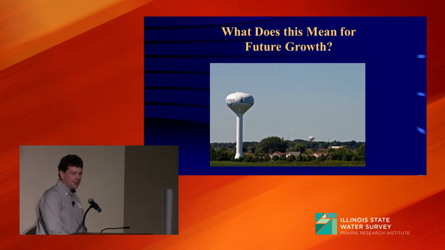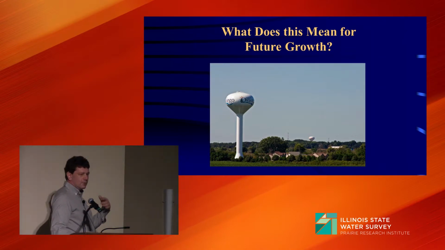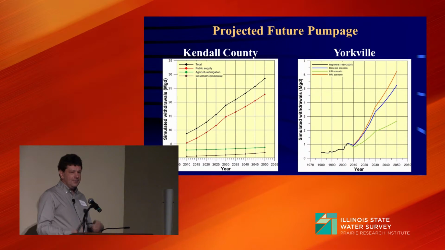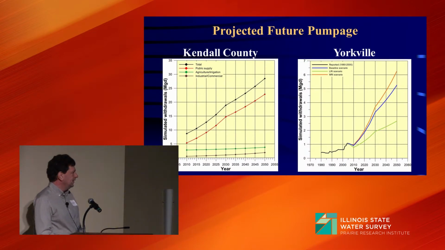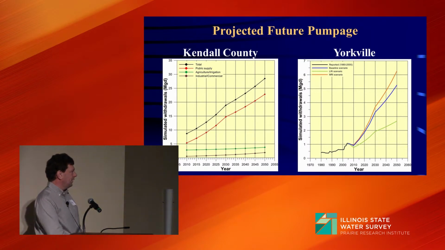So, what does the Sandwich Fault mean for the future growth in Kendall County? As I said, it's a rapidly growing suburban area, and so the water use is projected to triple out to 2050. If we look at individual cities such as Yorkville, depending on what different scenarios we pick, the water use is projected to increase by 5 or 6 fold.